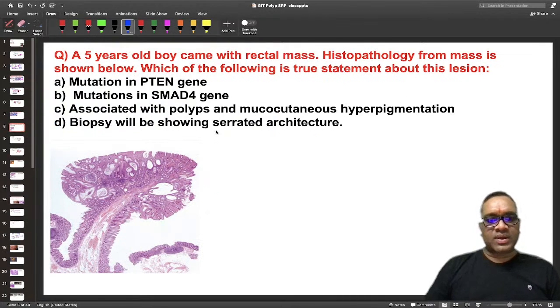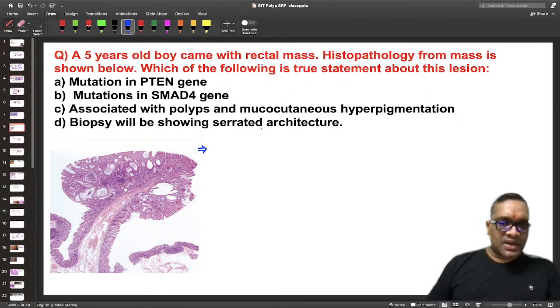Now come to the next one. A 5-year-old boy came with a rectal mass. Histopathology from the mass is given below. So now you can see this is the histopathology of the mass, right? Which of the following is a true statement about this lesion? Mutation in PTEN, SMAD4, associated with polyp and mucocutaneous hyperpigmentation. Biopsy will be showing you serrated architecture.